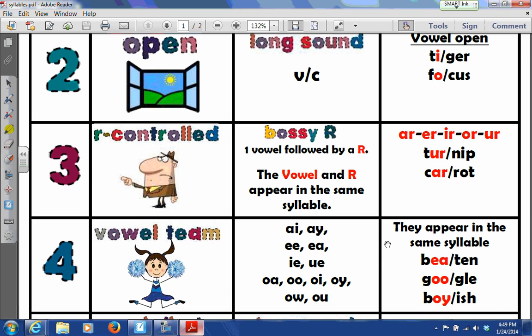There is the R-controlled, which they call the bossy R. One vowel followed by an R, such as turnip or carrot. So you would have the AR, ER, IR, OR, or UR. And in these instances, you will keep the bossy R with the vowel that is right before it, and then you would separate it right after that R.